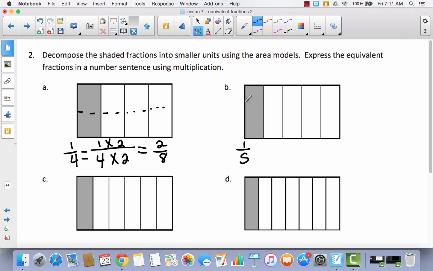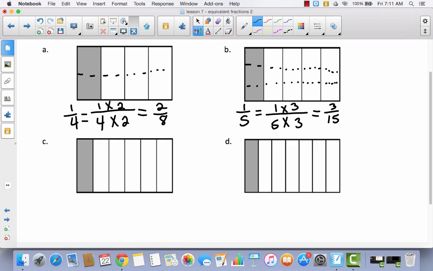Okay, so this time I have 1 out of 5. Let's go ahead and triple the number by drawing 2 horizontal lines. So if I tripled the number of parts, instead of multiplying by 2, I'm going to multiply times 3. Okay, so now instead of having 1 out of 5, I have 3 out of 15. So I'll multiply the numerator and the denominator by 3, and I have my new fraction, which is 3/15.